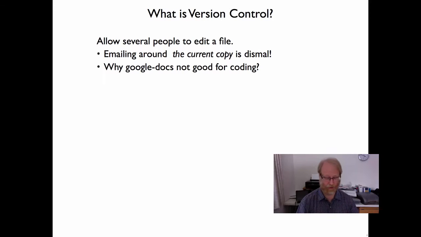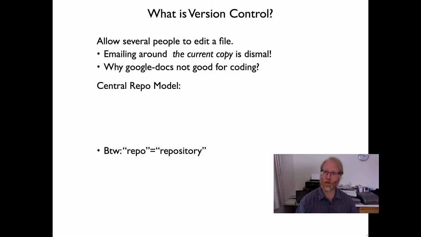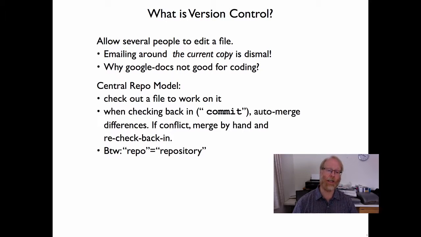We each want our own copy. So that's what version control is about. And it's going to be kind of the model of checking out stuff from a library. We're going to have a central repository, and that's where all the files are going to be. And then when I work on a file, I'm going to check out a file from the central repository, work on it, make the changes I want to the lines I'm working on, and then when I'm done, I'll check it back in or commit the file back to the central repository.